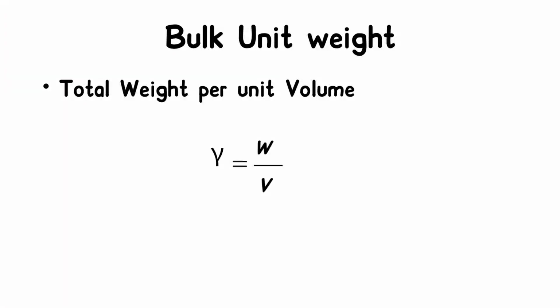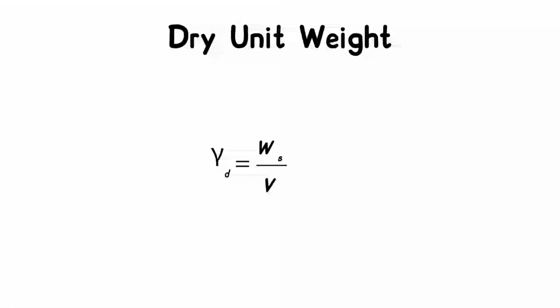The next term is bulk unit weight. The bulk unit weight is basically the total weight of the soil per unit volume. It is represented by gamma. Gamma is equal to total weight W divided by total volume V. Now another term is dry unit weight. For dry unit weight, when you have the soil mass, you are just taking the weight of the solid soil particles, that is Ws. So gamma d will be Ws divided by V, that is, the weight of solids divided by the total volume.